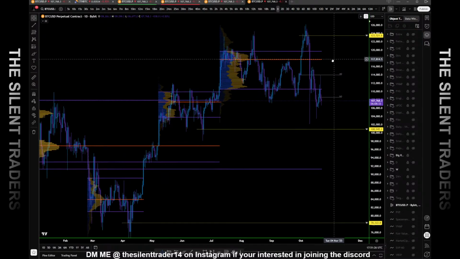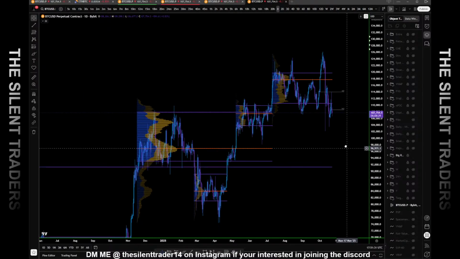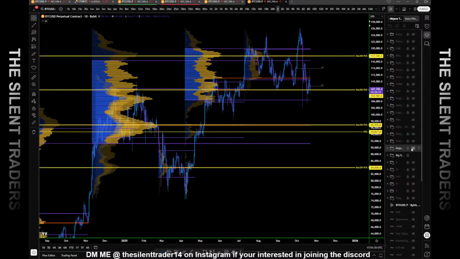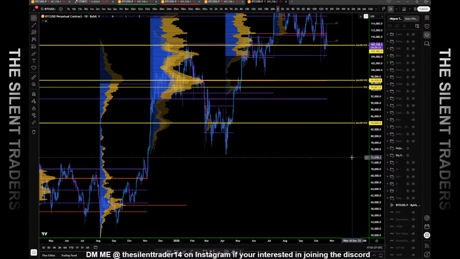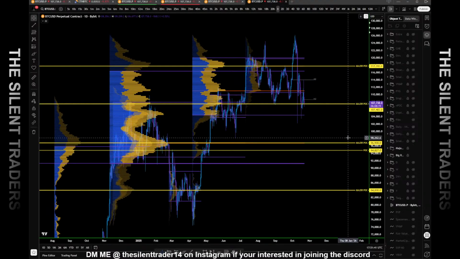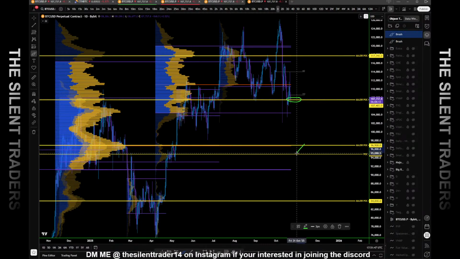So those are daily order blocks. We've done all the order blocks, and these are the big ranges that we're watching. I've actually marked these levels out. So if we lose 107,483 with full body candle closes, we target the next high volume nodes.